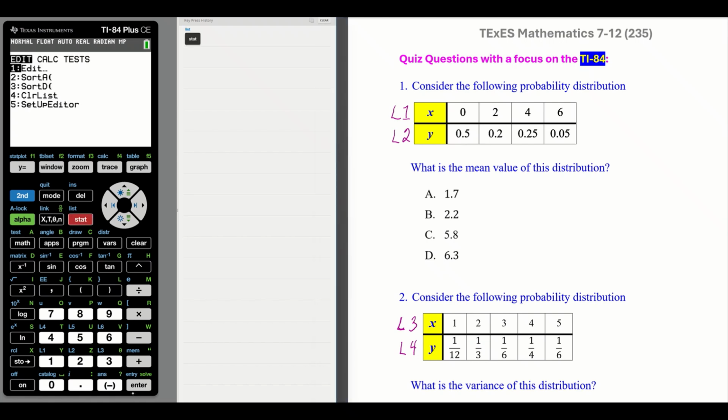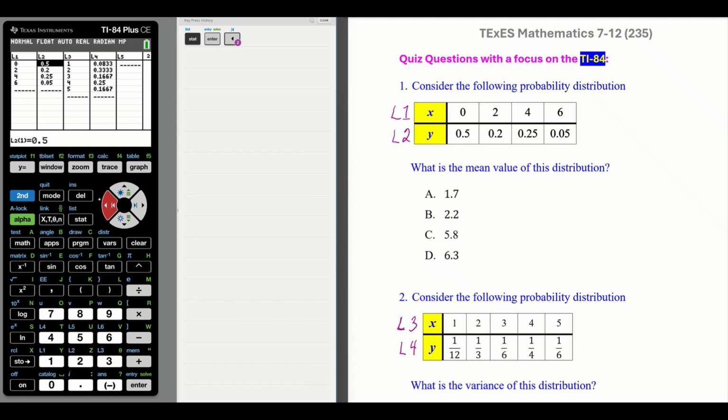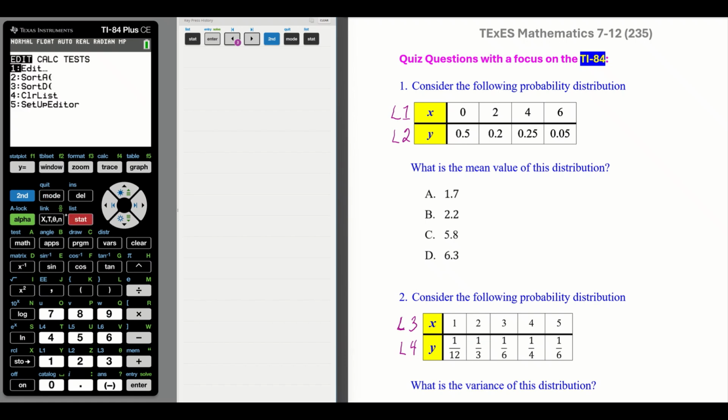Okay, go ahead and do your stats. Enter. I have these pre-populated. Double check my values: 0, 2, 4, 6. And then I have 0.5, 0.2, 2, 4, and okay, we're good. All right, we back out. Second mode, stat again, arrow over to calc. It's highlighted on one var stat. That's what we want, but we want it in L1 and L2. So second 1, enter. Second 2, enter, enter.